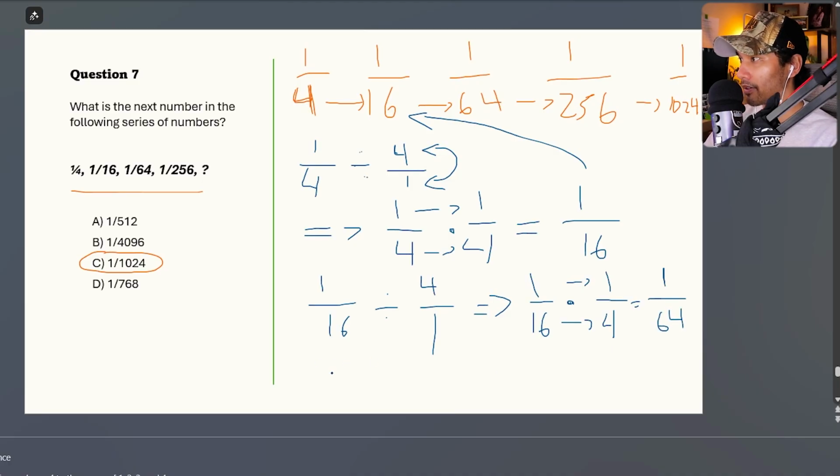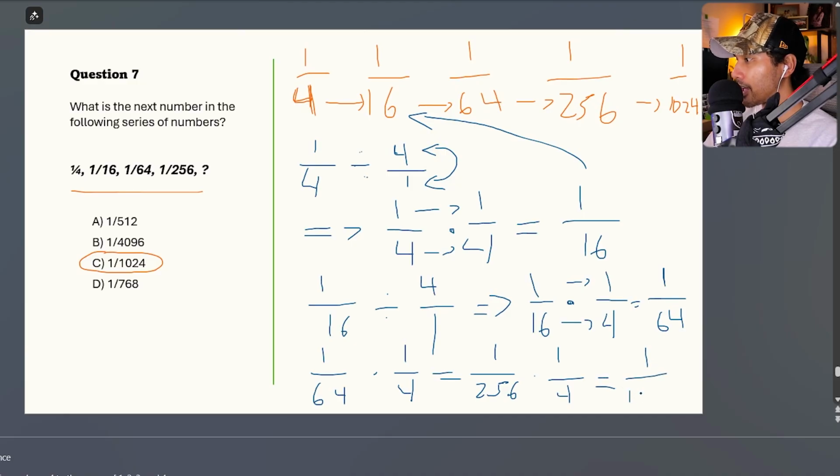And then you keep doing it, right? 1 over 64. And then I'm just going to skip the step about dividing and just multiply 1 over 4 equals 1 over 256. And then lastly is 1 over 256 times 1 over 4, and that equals 1 over 1,024. So you could do this and divide each term by 4, and then you'll figure out that you're going to get the same answer here.